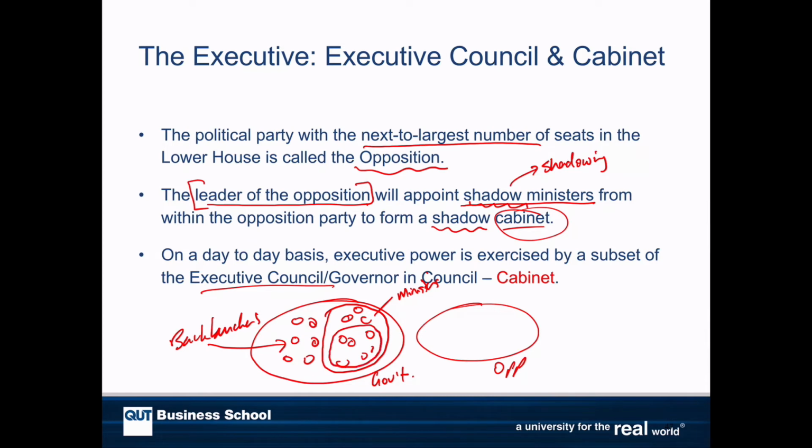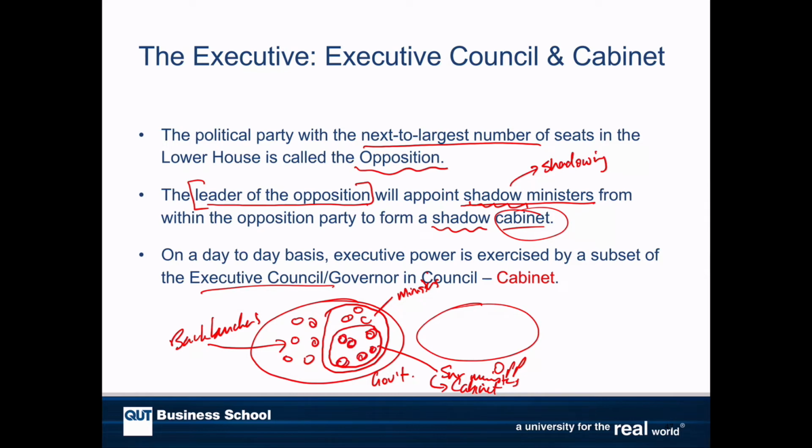Now, these senior ministers are a subset, and they're called cabinet. Why? Because in Great Britain, they actually used to meet in a cabinet. It was enough people to fit in a cabinet. So there's a smaller number of people. These are the senior ministers.